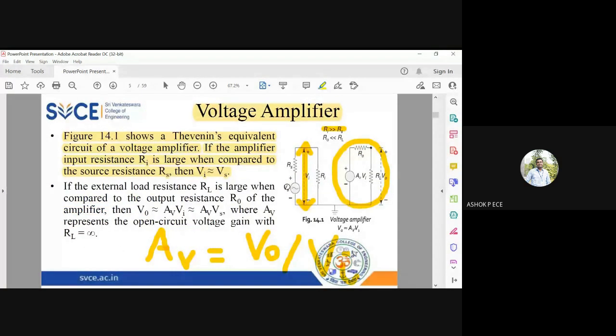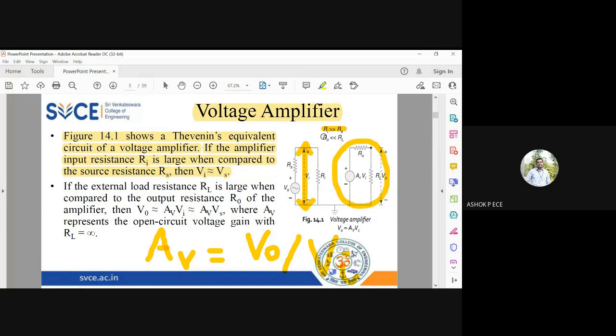See, whenever you are having an amplifier, the amplifier should always draw very little current from your source, or the amplifier should not disturb your source. So when is that possible? An amplifier can draw less current when the impedance is high. For the input side, what impedance is there? Input impedance. So Ri should be very much greater than Rs, so that your source is safely working. The source will not be drained.